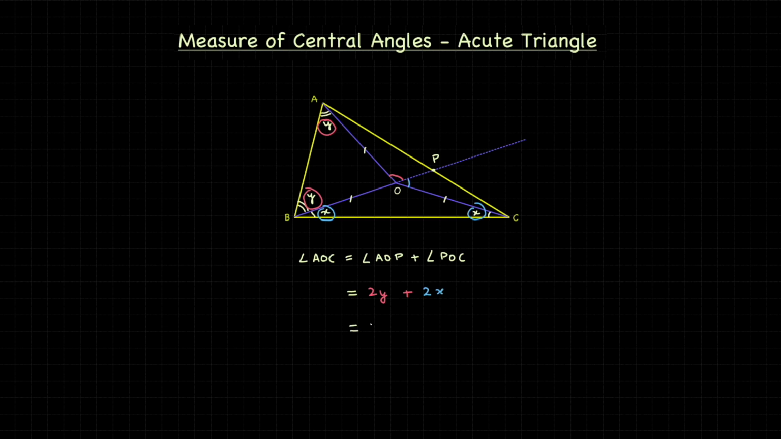So the sum of these two is 2 times Y plus X, and Y plus X is the angle B. So we have proven that angle AOC is twice the measure of angle B when the angle B is acute.